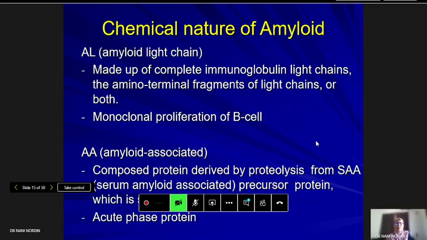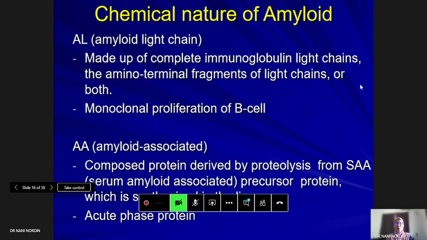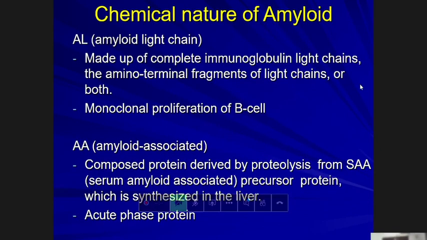So AL amyloid light chain is made up of complete immunoglobulin light chains, or the amino terminal fragments of light chains, or both. If you imagine your light chain structure, it can be in the form of complete light chains, or only the terminal fragments of the light chains, or it can be both. So where do you get this light chain? It's from B cells, right? From your plasma cells. So when do you actually get the accumulation of this protein? This is when you have monoclonal proliferation of these B cells.